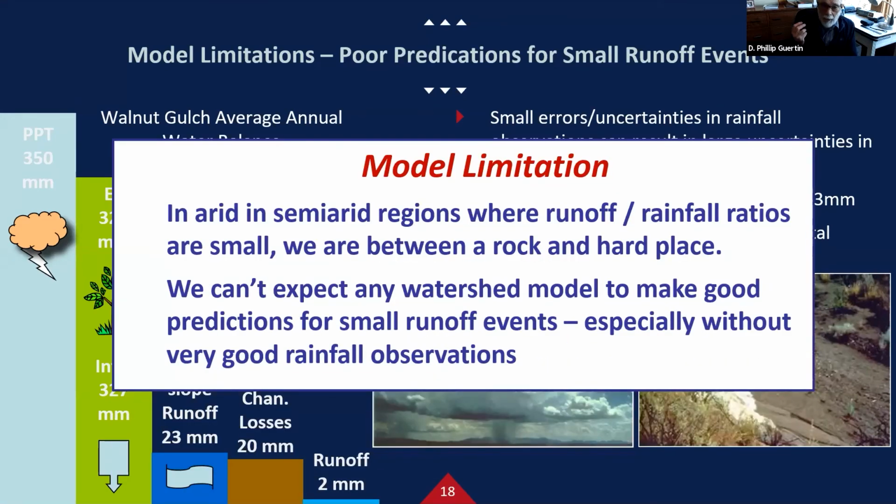So again, in essentially arid and semi-arid regions, runoff and erosion ratios are small. And so we're between a rock and a hard place because we are really not capturing the true amount of rainfall. So we're not going to be able to really estimate the actual runoff amount. And what we have actually found, especially for small events, is we do a relatively poor job compared to relatively large events. Next slide.